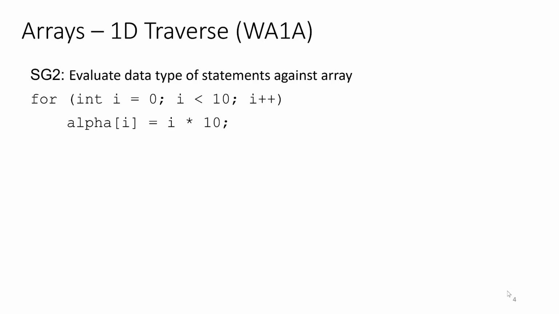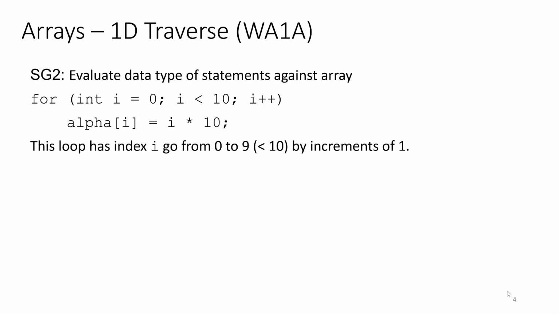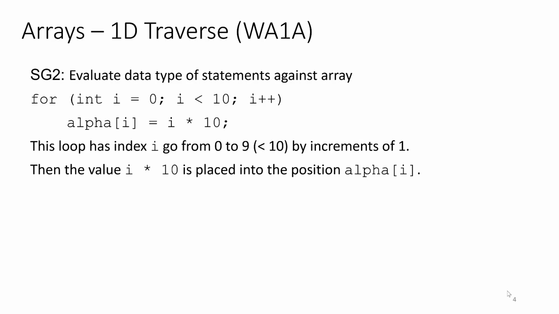Subgoal 2 is to evaluate the data type of these statements against the array. Here we have a for loop: for int i is 0, continue as long as i is less than 10, and increment i by 1. Inside the loop, it's alpha sub i is equal to i times 10. The loop has an index i that goes from 0 to 9 by increments of 1. Inside the loop, the value i times 10 is placed into the position alpha sub i.